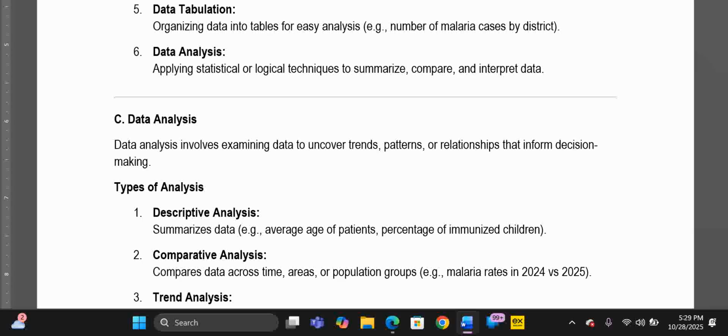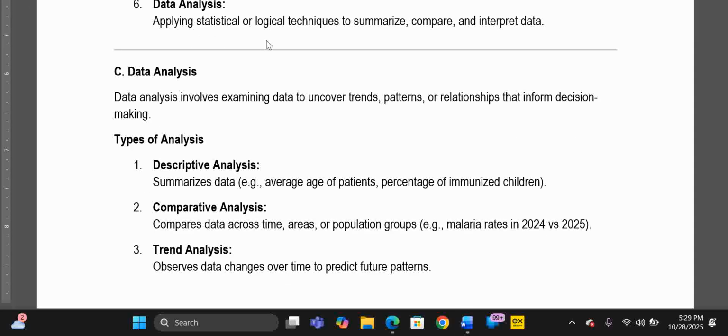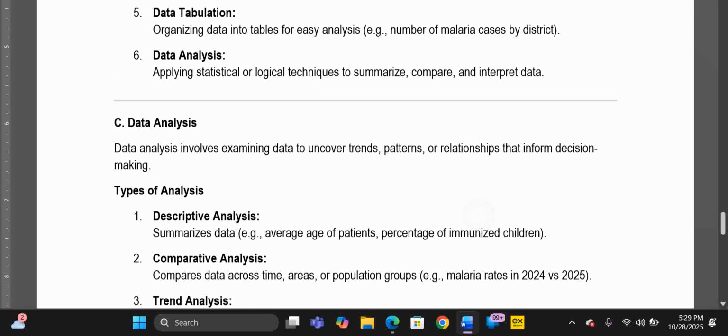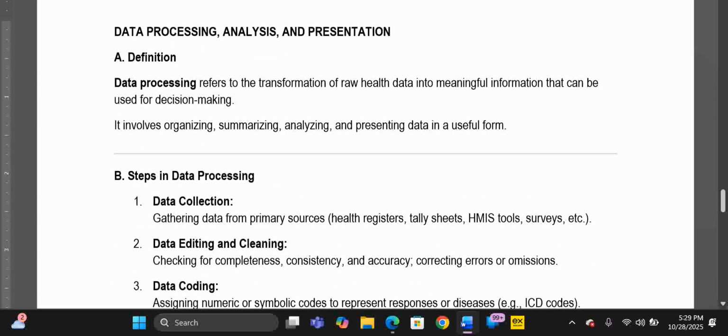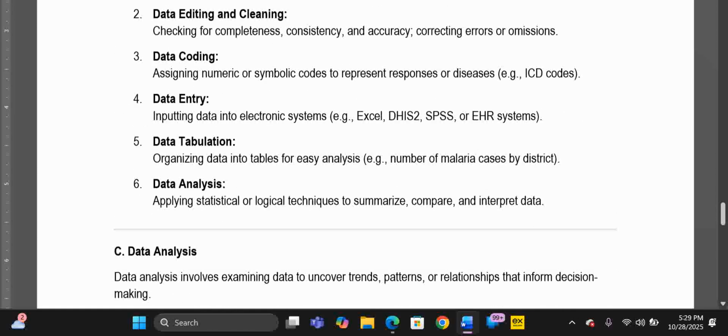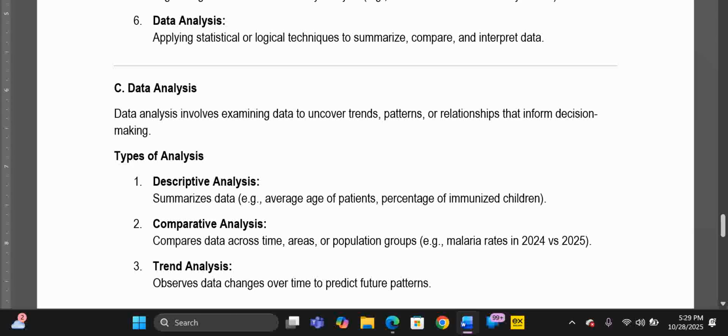So we have the next thing to talk about, which is part of our subheading, which is analysis. Analysis is examining data to uncover trends or understand patterns, how trends of disease are moving, relationships between two subjects, so that you can make a decision that you understand quite well.